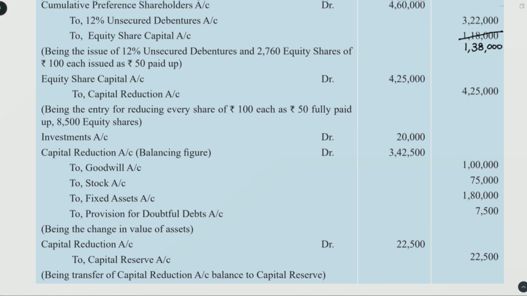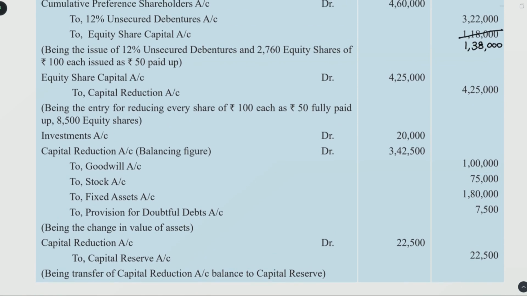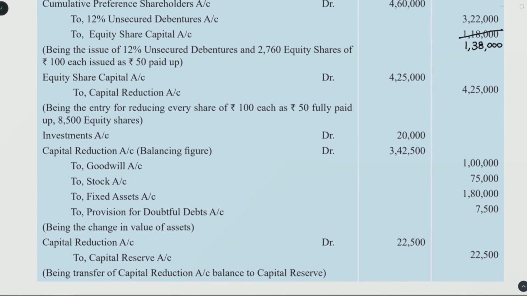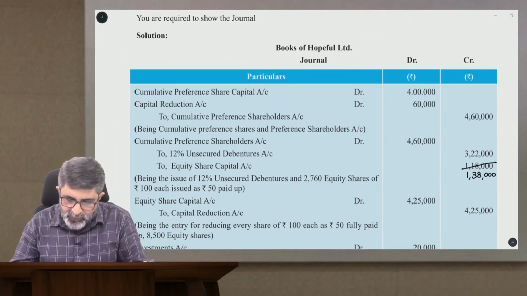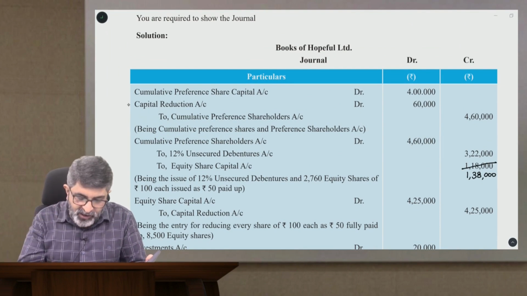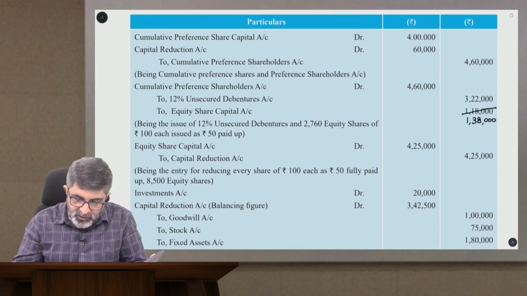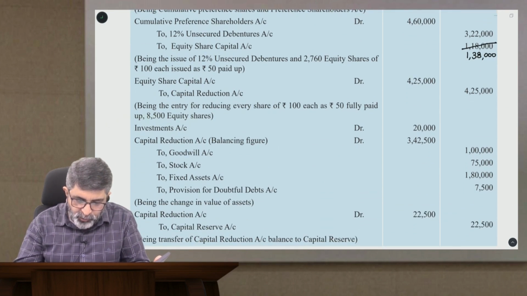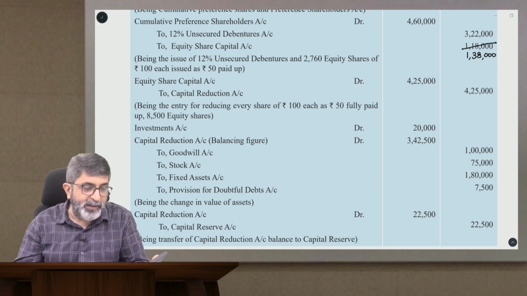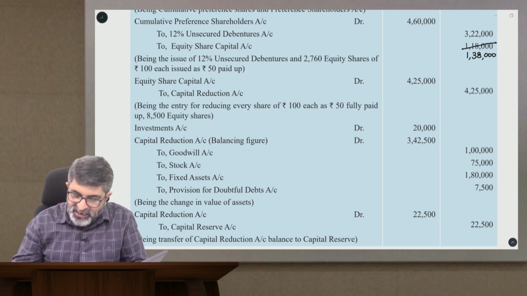Now, after all these entries, you can check what is the final amount accumulated in the capital reduction account. Pick your calculator, do as I am doing. First entry, you have debited capital reduction by 60,000. So 60,000 debit. Then this was the settlement entry. Capital reduction was not involved. Here you have credited capital reduction by 4,25,000. So I subtract 4,25,000. Now there is a negative balance.